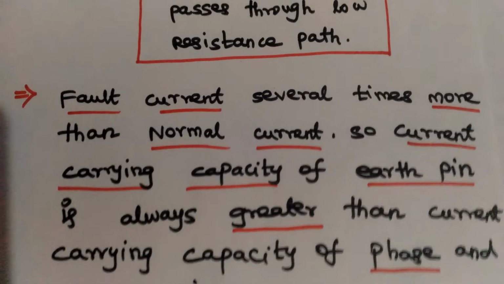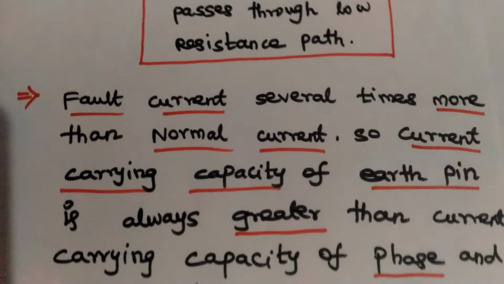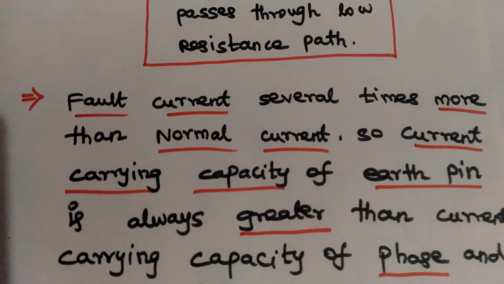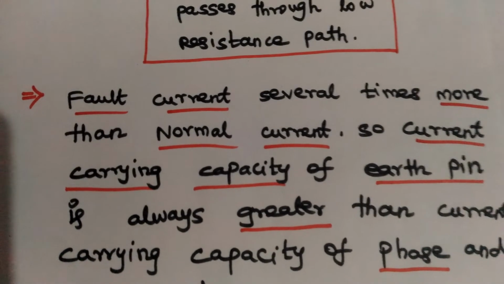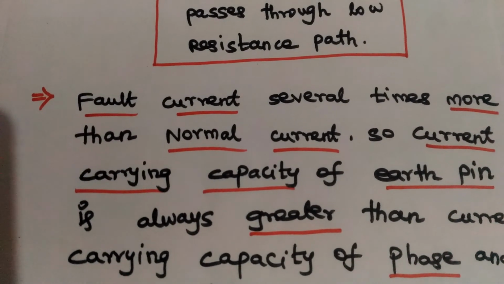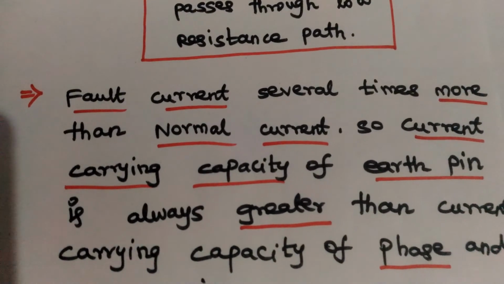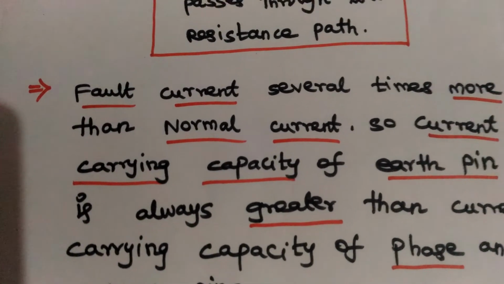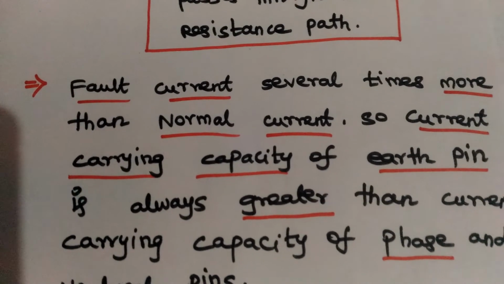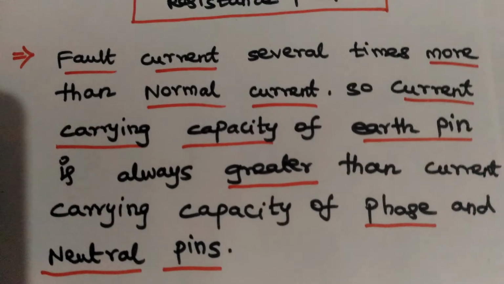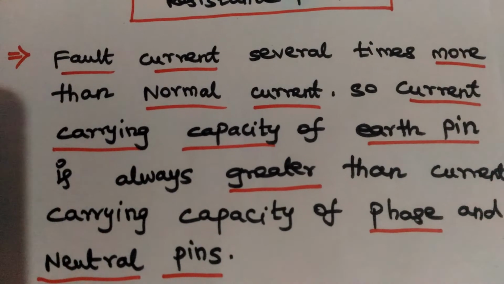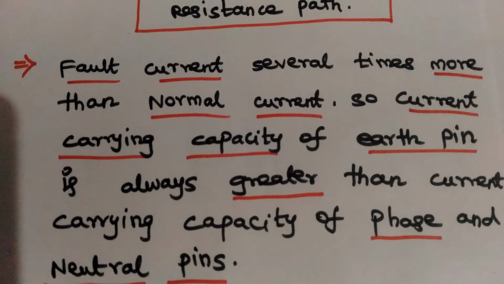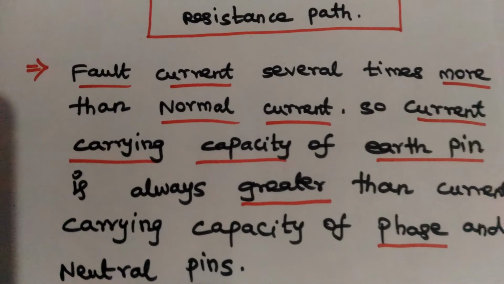The fault current is normally several times more than the normal current. For example, if the normal current rating is 5 amps, the fault current may be 10 times that, 50 amps. So the fault current is several times more than the normal current. The current carrying capacity of the earth pin is therefore greater than that of the other pins, so it is manufactured to withstand the fault current.